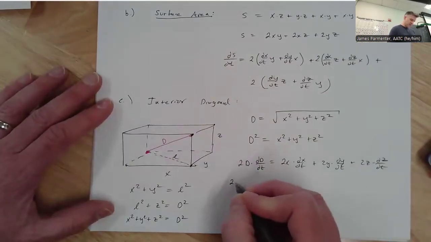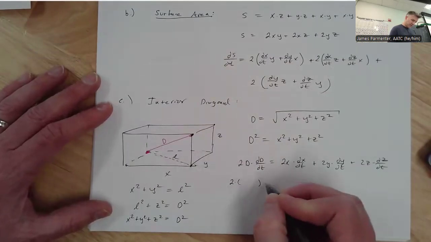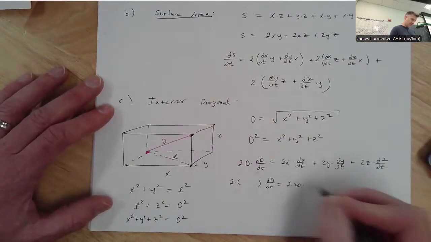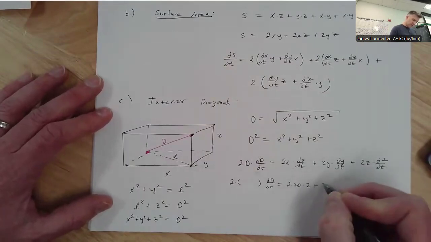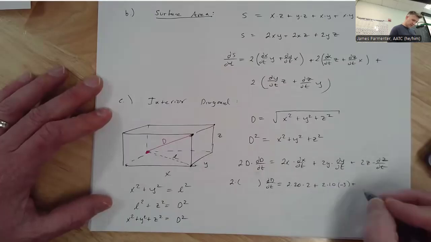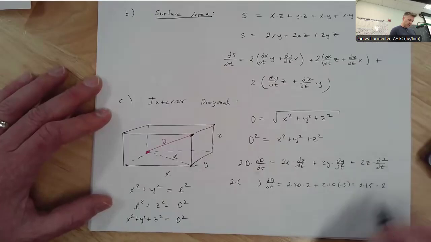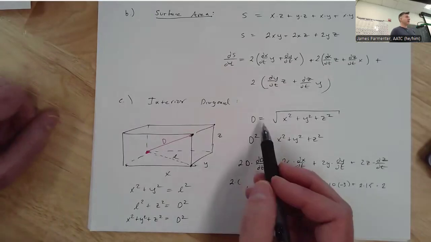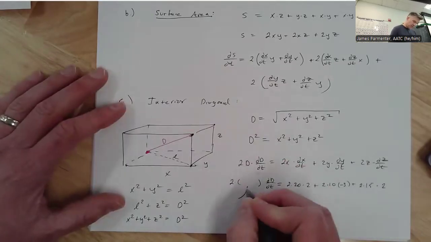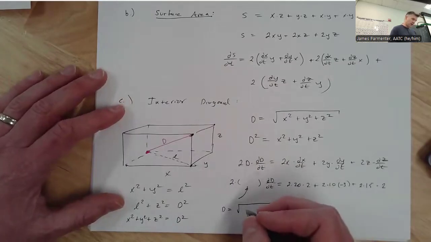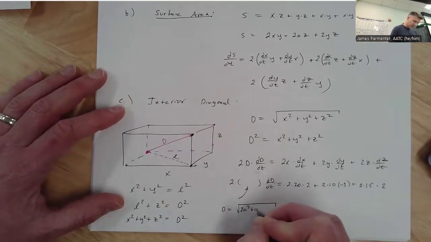So let's see, we have 2 times d, we'll come back to that, times dd/dt equal to 2 times 20 times dx/dt, which is positive 2, plus 2 times y, which is 10, times dy/dt, which is -3, plus 2 times 15 times dz/dt, which is positive 2. And d over here, kind of like in the previous problems, we have to solve for by using our equation for d. So our d value is going to be the square root of 20 squared plus 10 squared plus 15 squared.